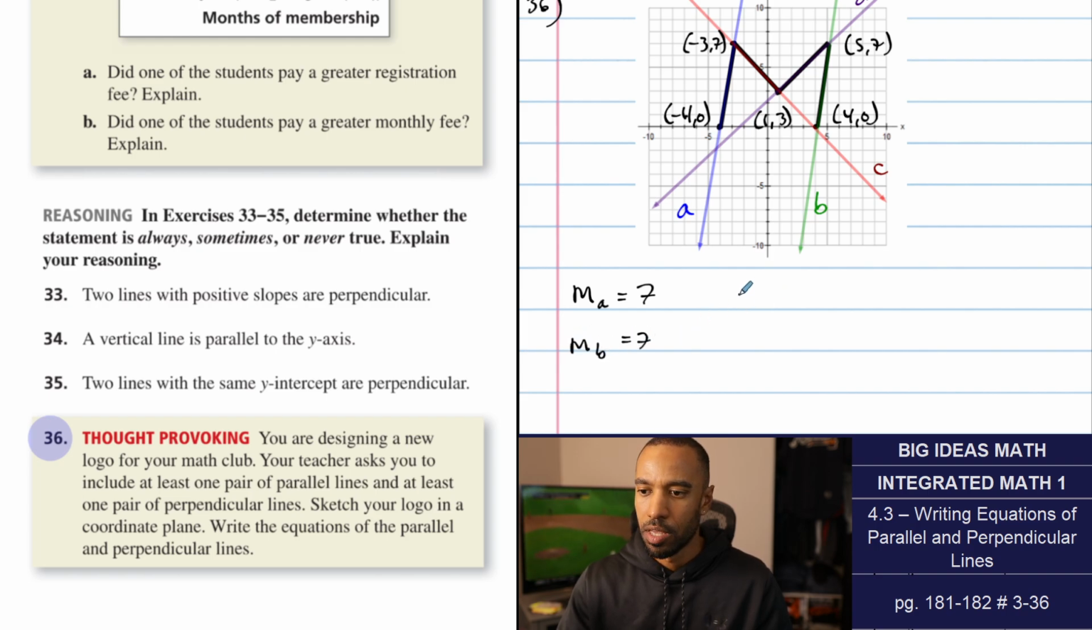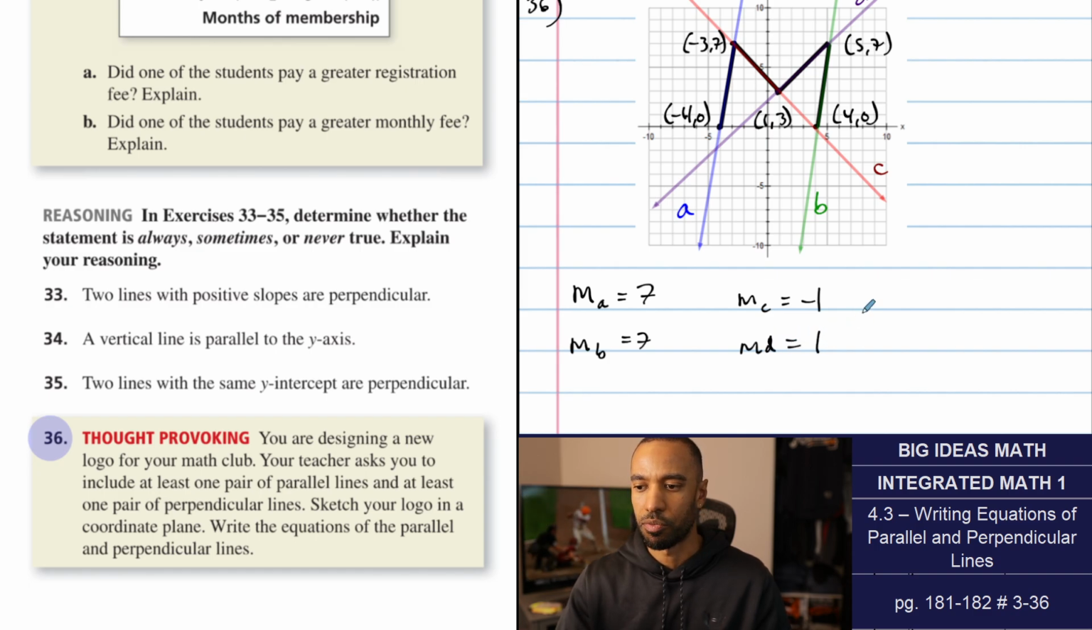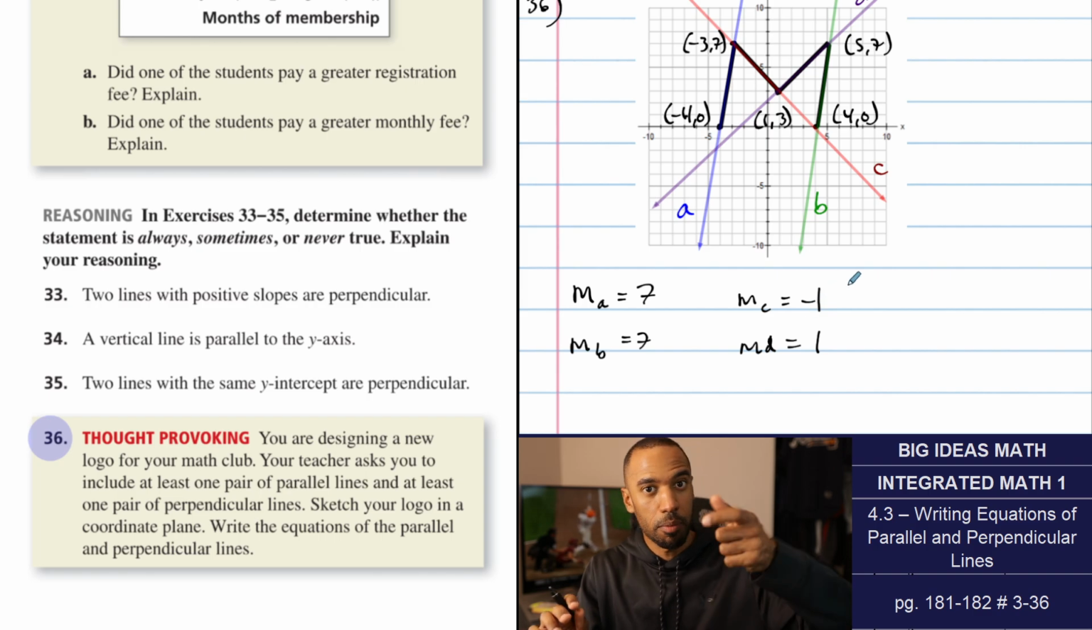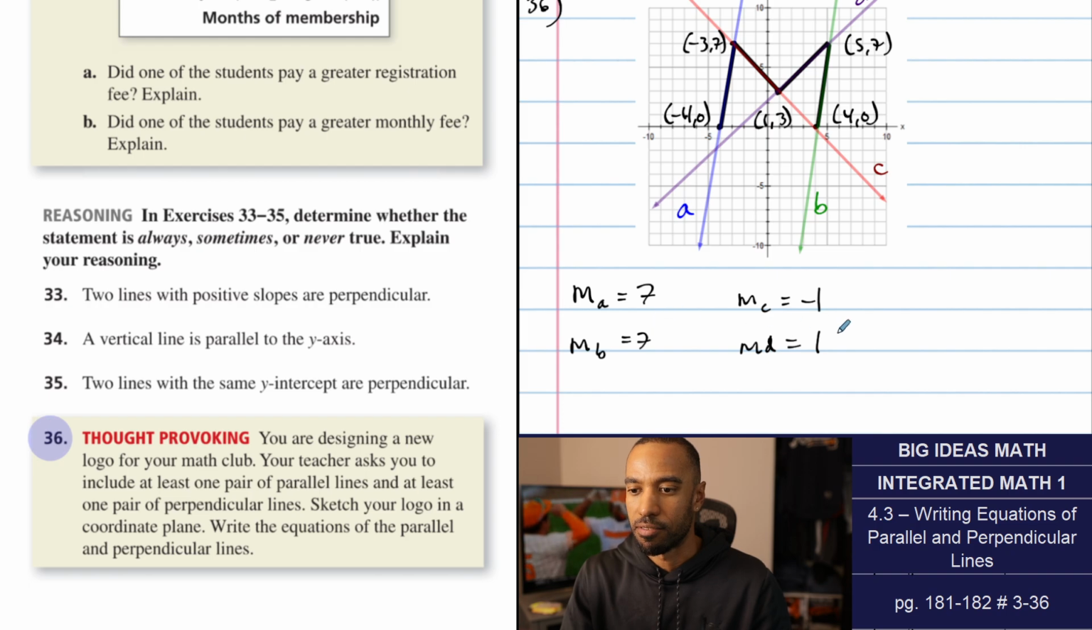Those are parallel. Slope of line C and D. C is this one. That's a -1 slope. Slope of line D is +1. Okay? So these are opposite reciprocals. -1, +1. Flipping 1 over 1 still gives you 1 over 1, right? So these are 7s, etc.